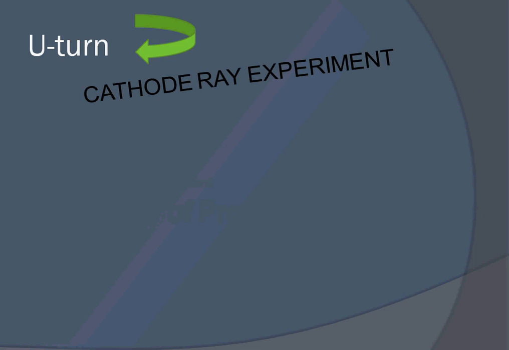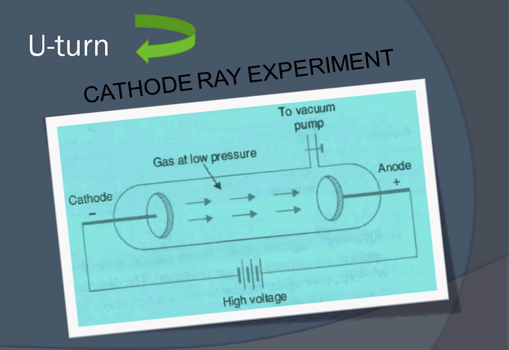We learned about the cathode ray experiment to discover the electron by Sir J.J. Thomson. This is the apparatus used for the experiment, where Sir J.J. Thomson studied the characteristics and constituents of cathode rays, which are electrons. This apparatus is called the discharge tube, or you can also say a cathode ray tube, just because the cathode rays are formed in this tube.